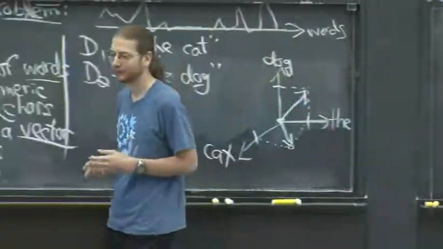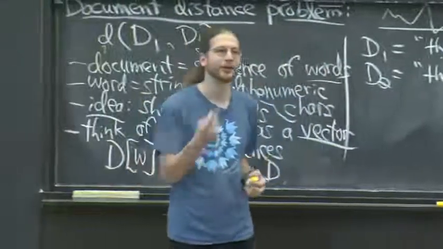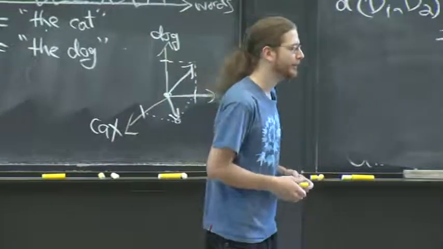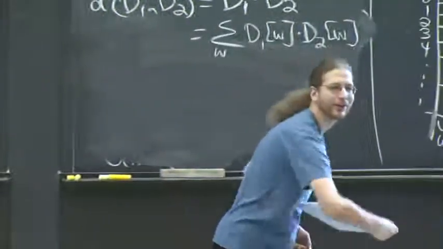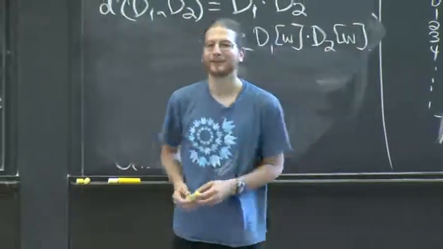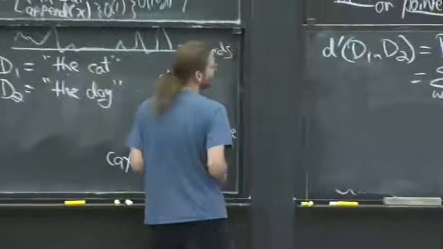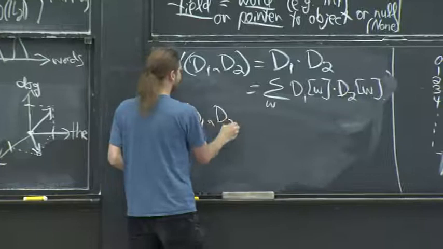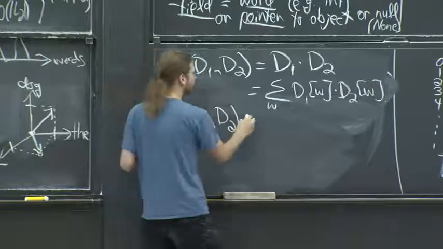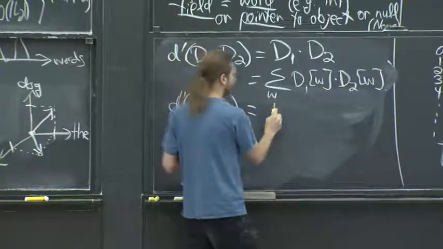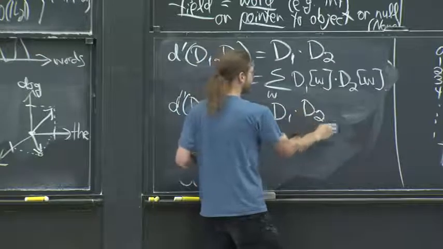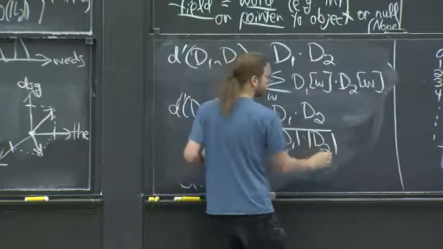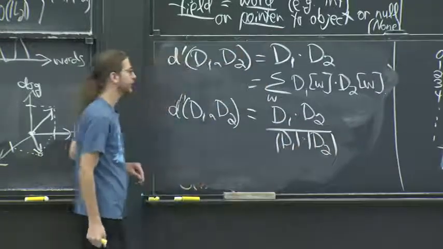Any suggestions for how to fix this? This, I think, is a little trickier. Yeah? Divide by the length of the vectors. I think that's worth a pillow. I haven't done any pillows yet. Sorry about that. So divide by the length of the vectors. Good. I'm going to call this d double prime. Still not quite the right answer. Or not, it's pretty good. Here the length of the vectors is the number of words that occur in them.